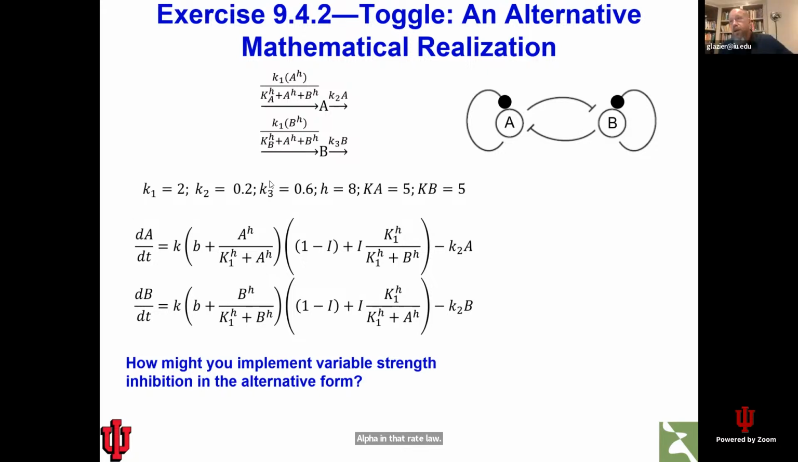Yeah. So if I multiply B by alpha, then if alpha is 1, I get back my full inhibition. If alpha were 0, I would have just K1 A to the H over K A to the H plus A to the H, which would just be the auto inhibition. So if I put alpha in front of B, and alpha in front of A here in the second one, then that has the same effective form as this one down here.